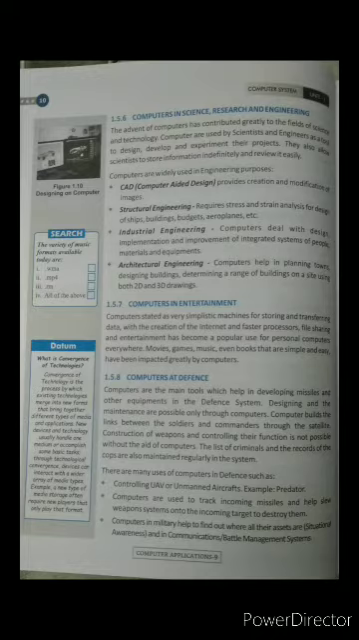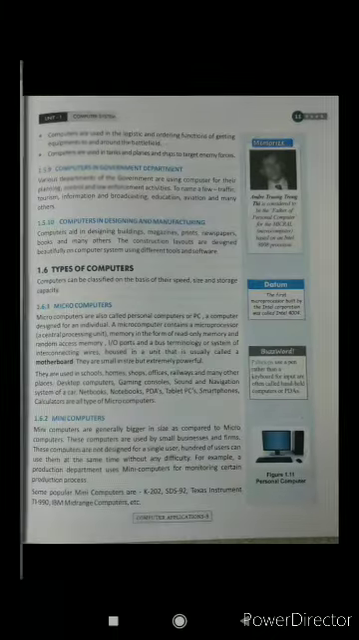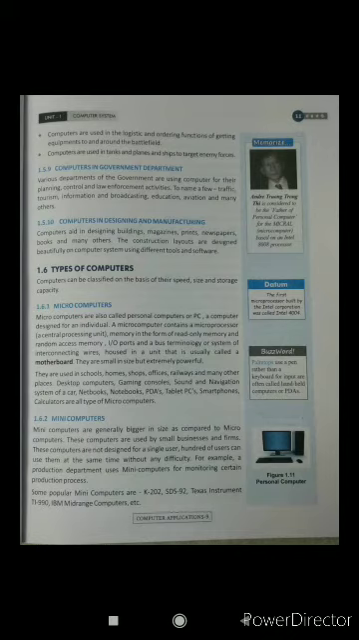Now let's see 1.5.9, that is computers in government departments. Various departments of the government are using computers for their planning, control, and law enforcement activities. To name a few: traffic, tourism, information and broadcasting, education, aviation, and many others. So in these areas they use computers, and it's very easy for them to control traffic. The first major area for government is traffic. It is very easy to maintain traffic through the computer itself.